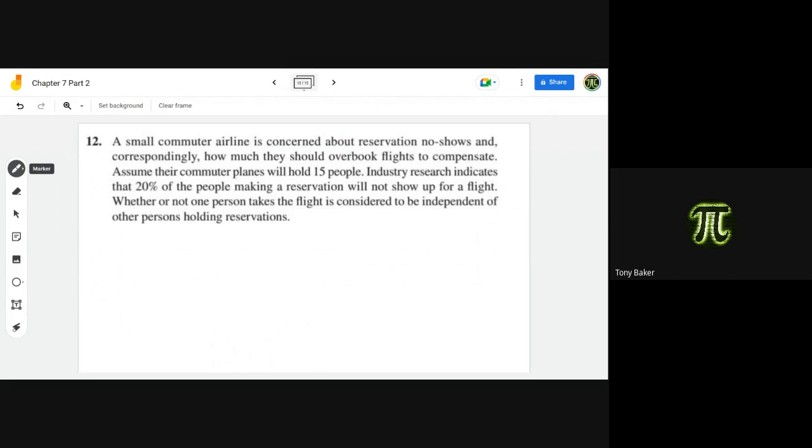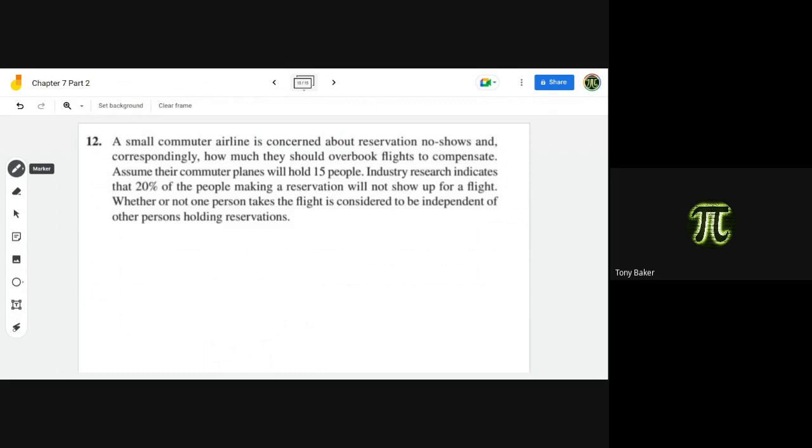So a small commuter airline is concerned about reservations and no-shows. Assume their commuter plane will hold 15 people. Industry research indicates that 20% of the people making reservations will not show up for their flight.